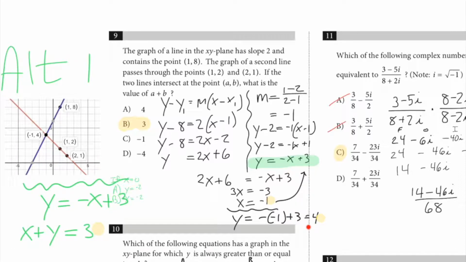So the point (a, b) would be (negative 1, 4), which you can see right here. When you add those, negative 1 plus 4, you get 3.